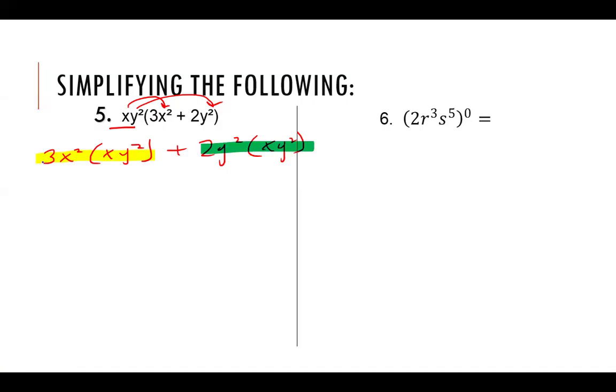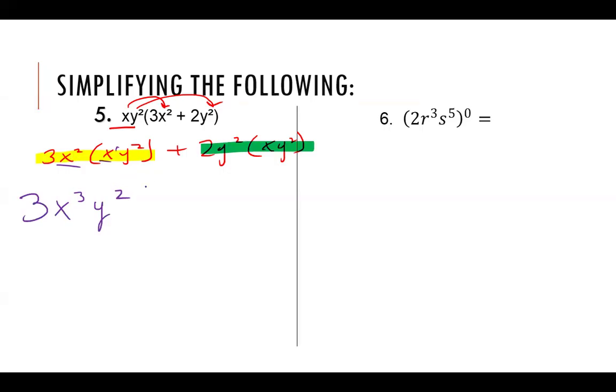All right, 3. Does 3 have a friend in the yellow? Nope. All right. X. How many X's do I got? 3. There's 2 X's here, 1 X here. So how many X's do I have? 3. And then does y squared have a friend? Nope. All right. First term is completed.